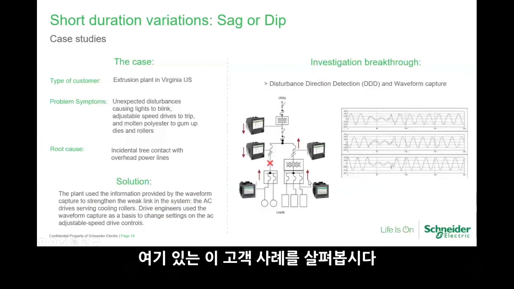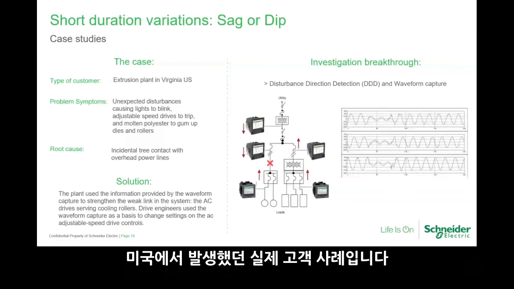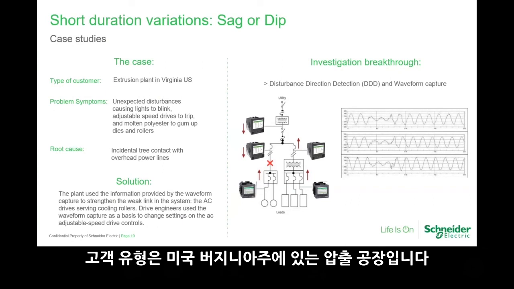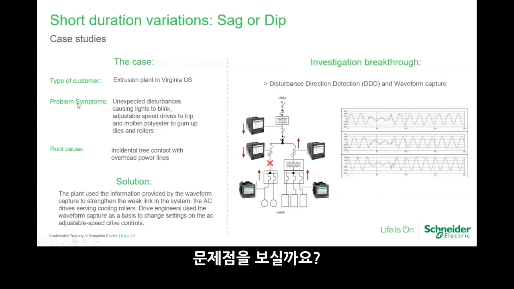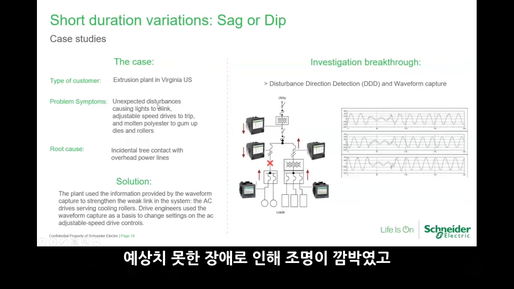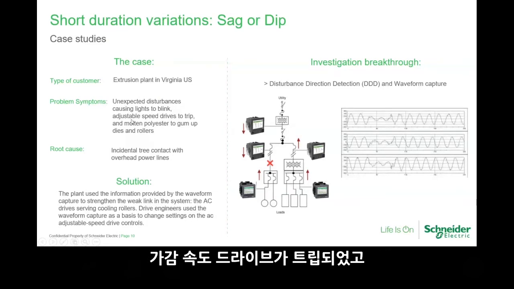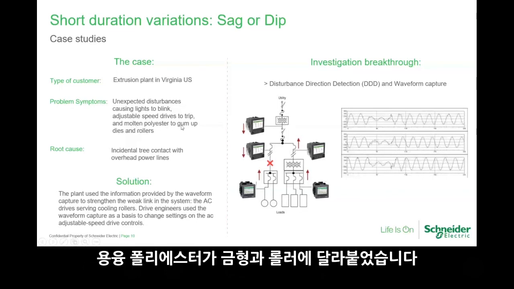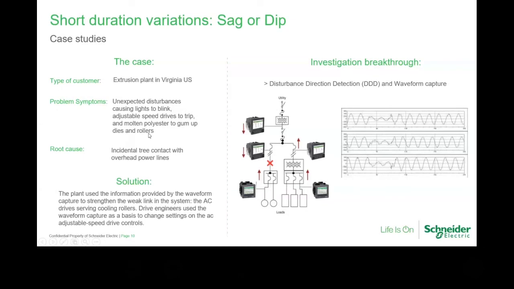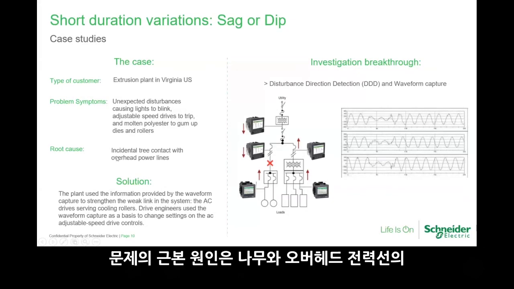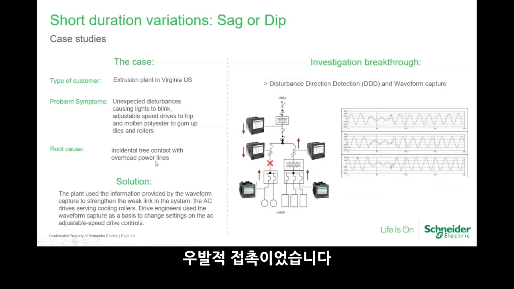So let's take a look at this case study. This is a real case study that happened in the US, at a customer's plant in Virginia. Let's take a look at the problem: unexpected disturbances causing lights to blink, variable speed drives to trip, and molten polyester to gum out dies and rollers. The root cause of the problem: incidental tree contact with an overhead power line.